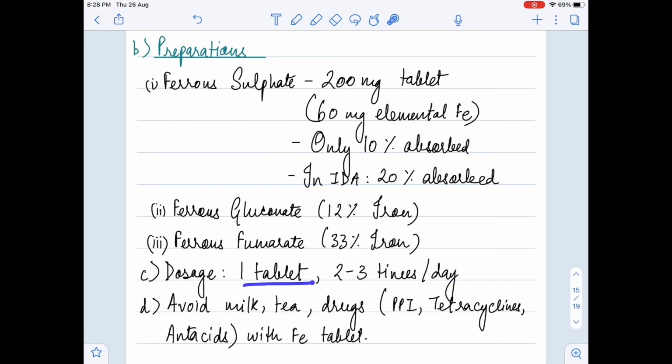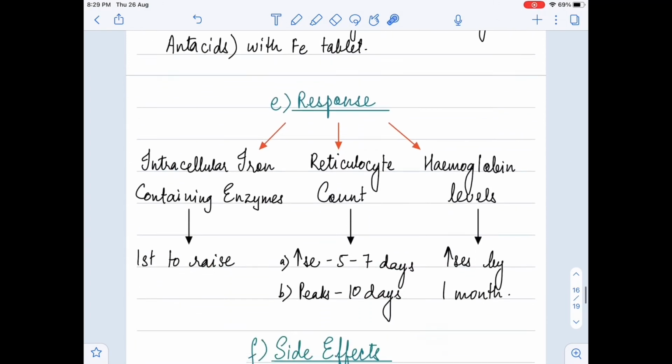The dosage of iron is about 1 tablet given 2 to 3 times per day, and we have to advise the patient to avoid milk, tea or drugs such as proton pump inhibitors, tetracyclines and antacids concurrently as they take the iron tablets, in order to prevent the decrease in the absorption.